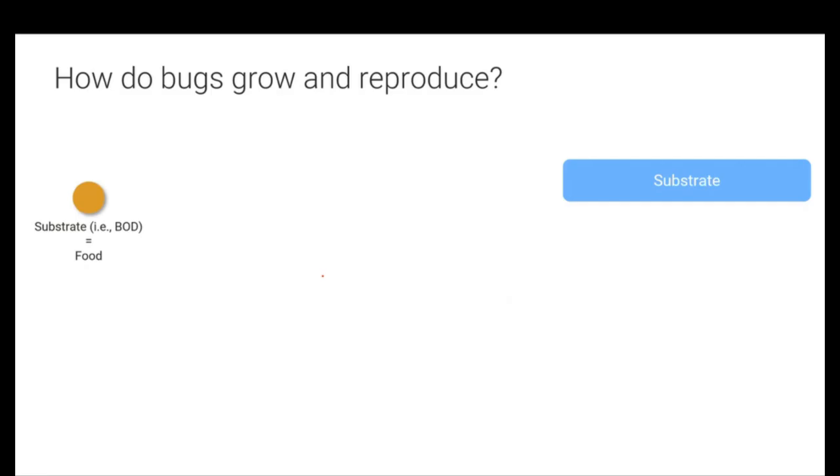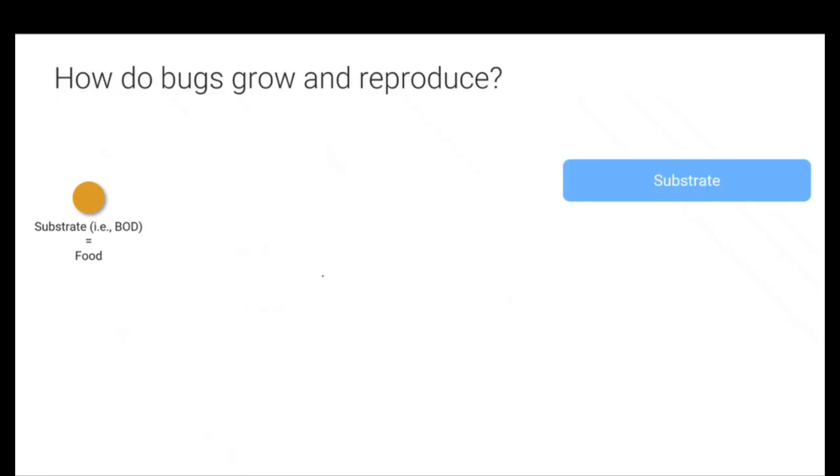So how do bugs grow and reproduce? Again, we have our substrate, which is our BOD in this case. So we're talking about our BOD coming into the system. If it was nitrifiers, we would be talking about ammonium. But the reason we focus so much on BOD is because BOD is largely responsible for most of the mass in our system.